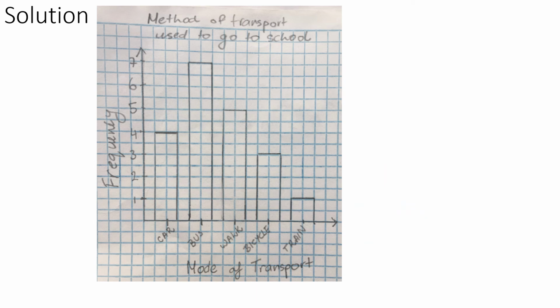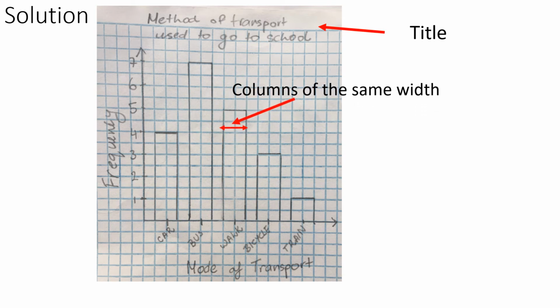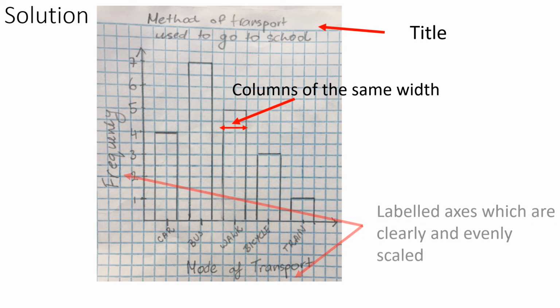Okay, so this is my version. I've done this on graph paper and using a pencil, and it contains all of the required aspects we've discussed prior. So we have a title. Your title needs to be relevant to what the graph is about. We also have all of the columns that are the same width. For me, I used 1 centimeter width columns, and they are all the same width.